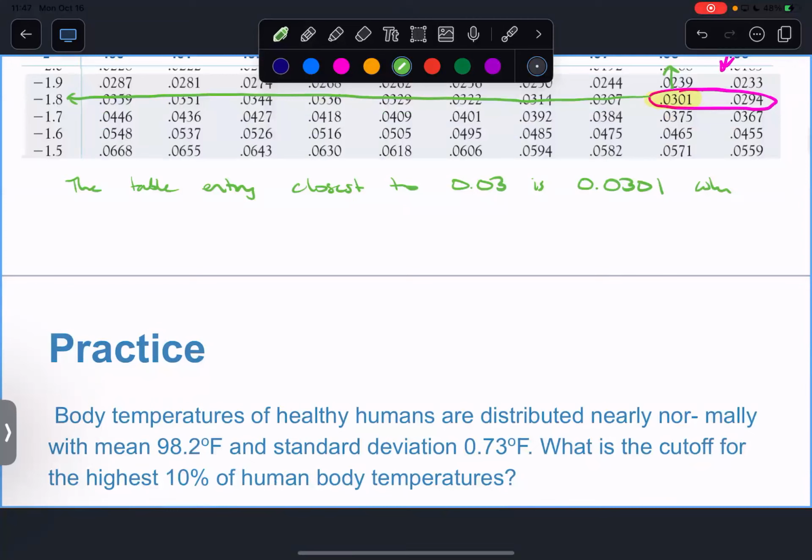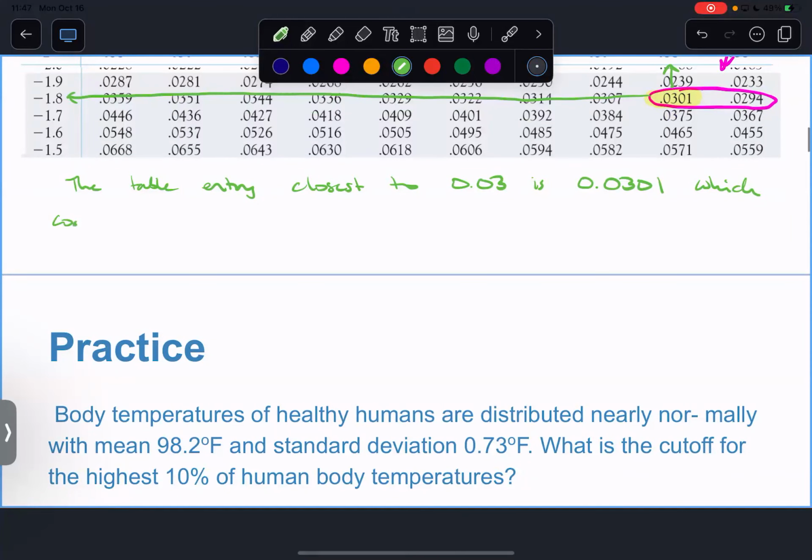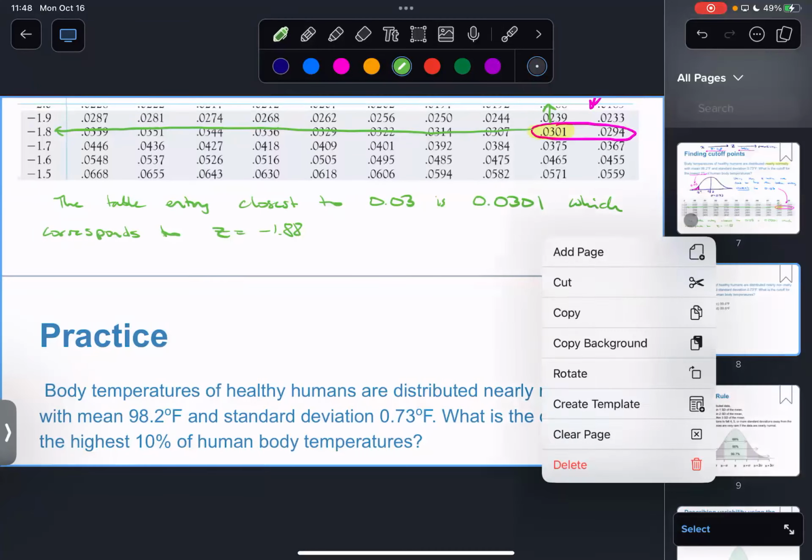So then I explain what I'm doing. I'm backtracking, which corresponds to Z equal to negative 1.88. Add a page here.